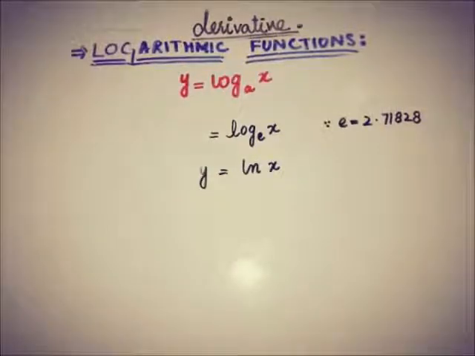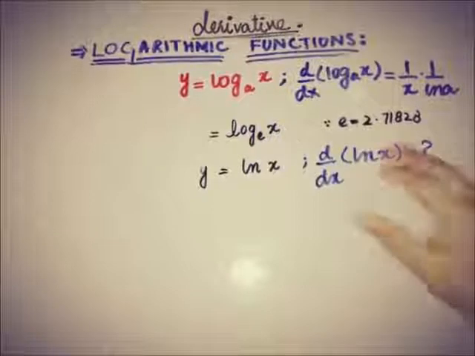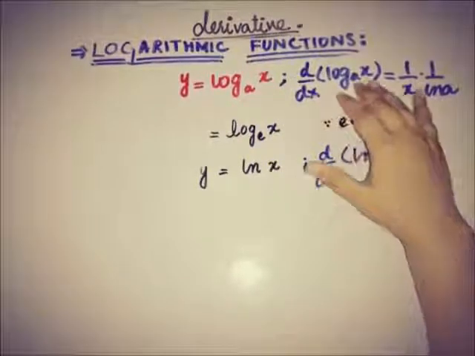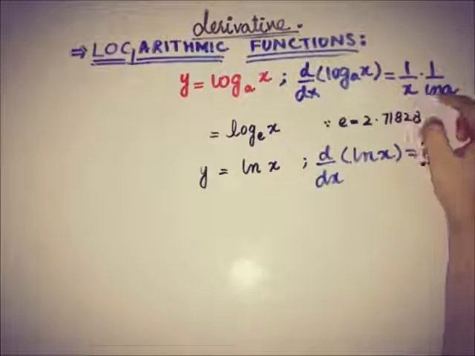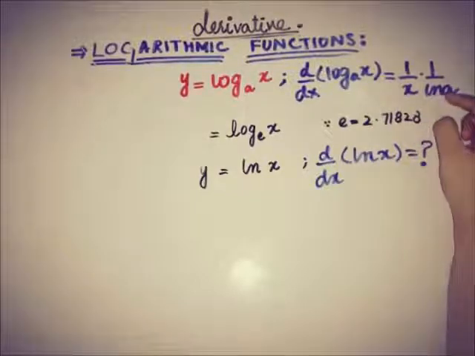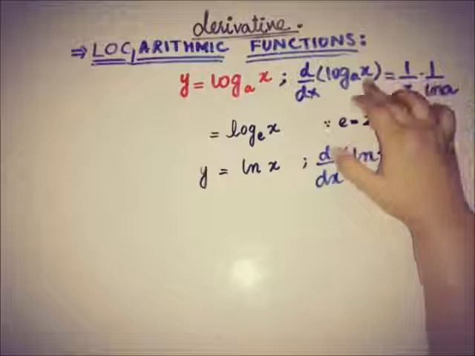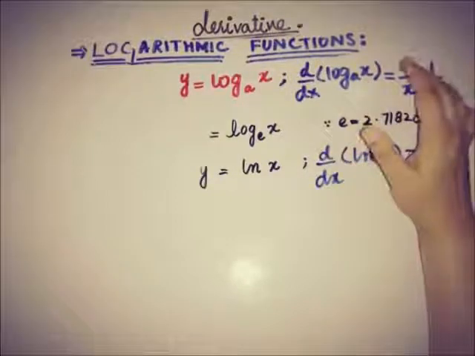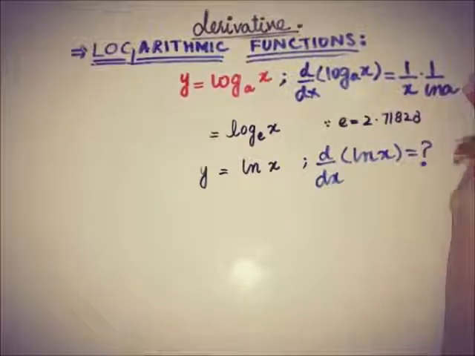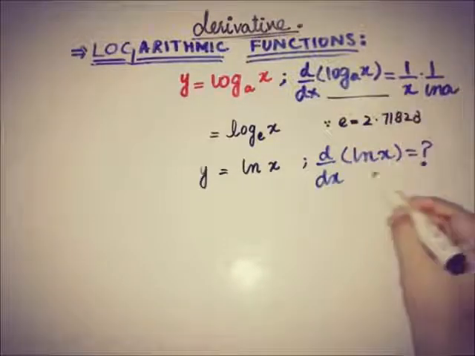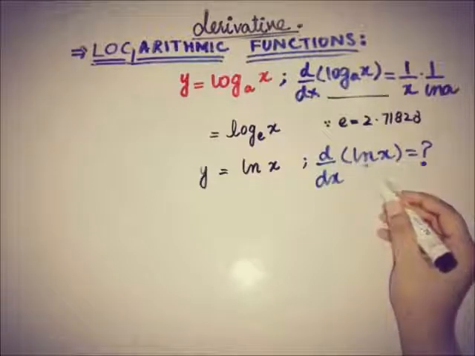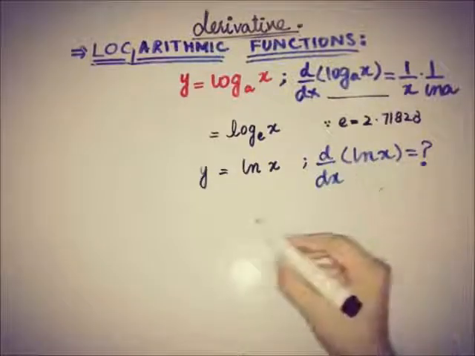Let's figure it out. As we know, the rate of change of a logarithmic function of base a is equal to 1 by x into 1 by natural log of a, and into the derivative of the expression on which it depends, so dx by dx is equal to 1. Now we will use this in order to find d by dx of natural log of x.